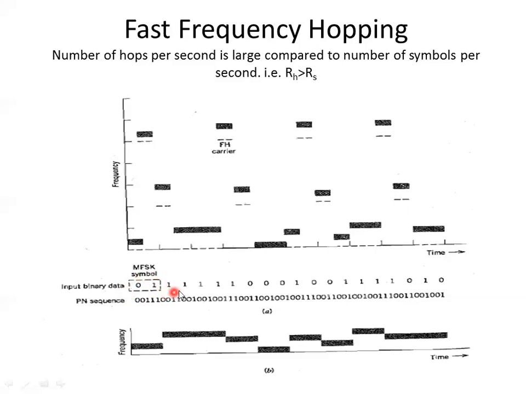Similarly, second and third and fourth hop, 0, 1, 1 frequency F3, 0, 0, 1 frequency F1, we are transmitting the second symbol, that is 1, 1, etc. So look at this diagram now, similar to the previous case, x-axis time and y-axis frequency.